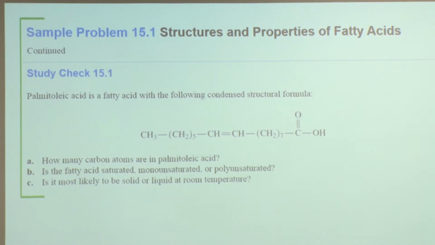Is this fatty acid unsaturated, saturated, mono or poly? Mono unsaturated. Is it most likely to be solid or liquid at room temperature? Because of the unsaturation, it is going to be a liquid at room temperature.